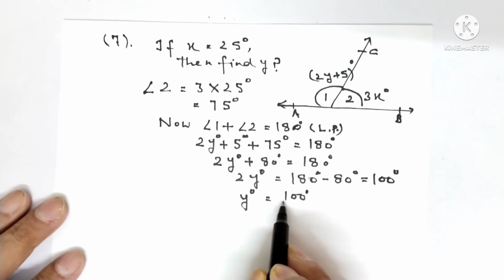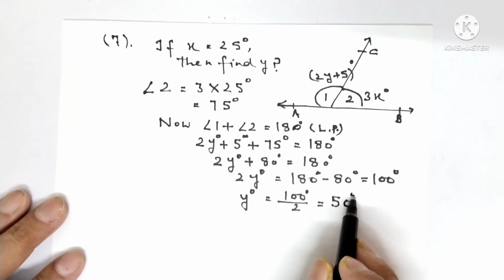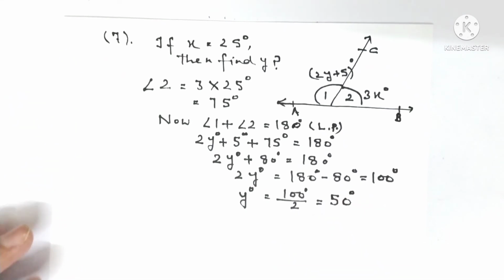Now y degree will be equal to 100 degree divided by 2. How much will it come? 100 degree divided by 2 is 50 degree. So here the value of angle y is 50 degree.